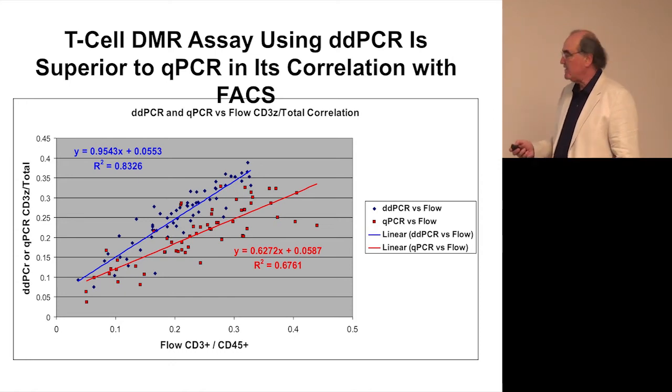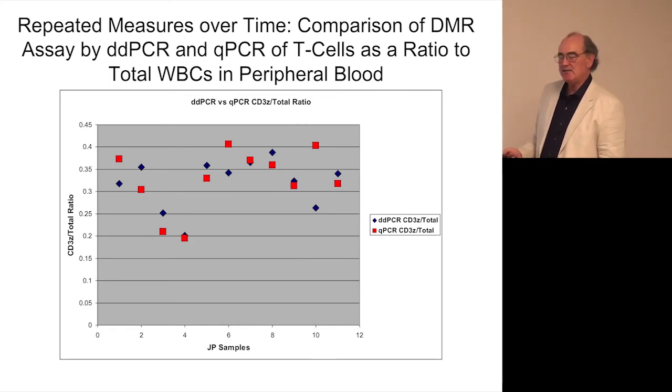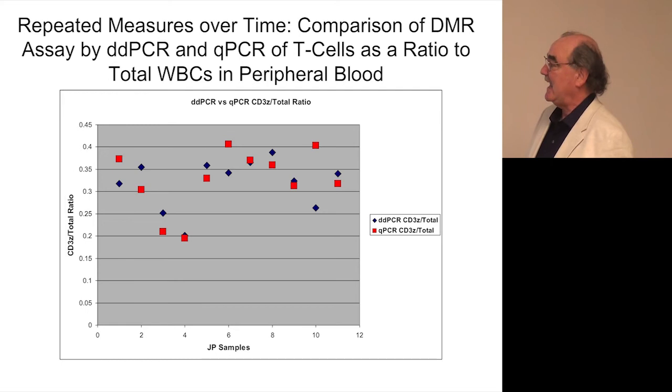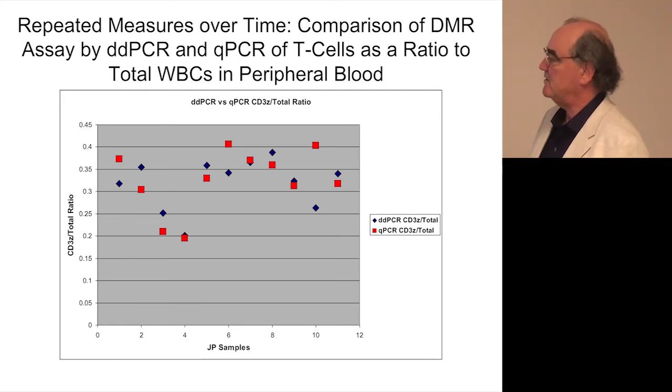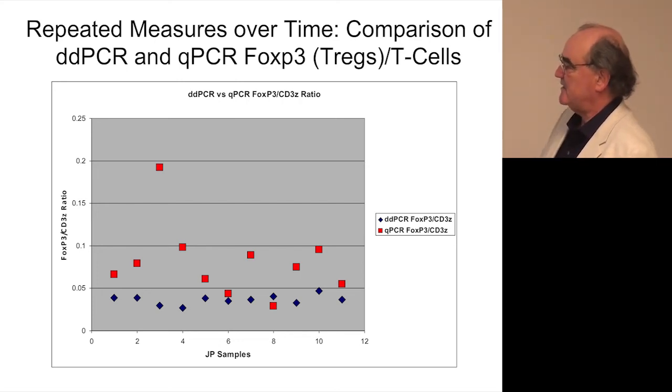And it's probably, we think, because it's more stable. We did measurements over time on a single individual, a poor person that was, well, actually, this is only 11 samples. He was studied a lot more. And here we're just comparing digital and qPCR. Here's FOXP3, again, much lower levels of these cells. Here's the digital. You can see how much more stable it is. And then here's the qPCR.